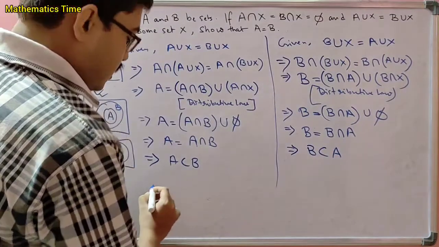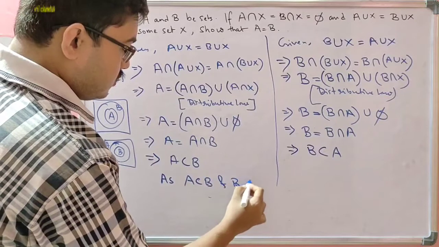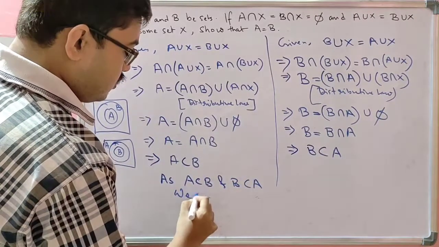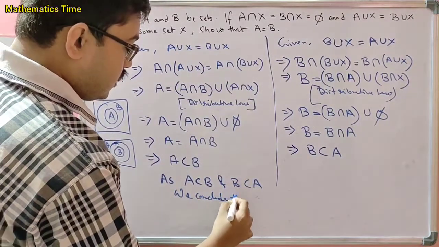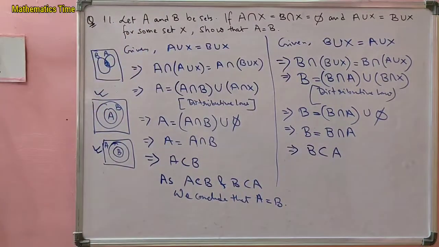We are taking this as A subset of B and B is subset of A. We conclude that A equal to B. This is how this problem can be solved.